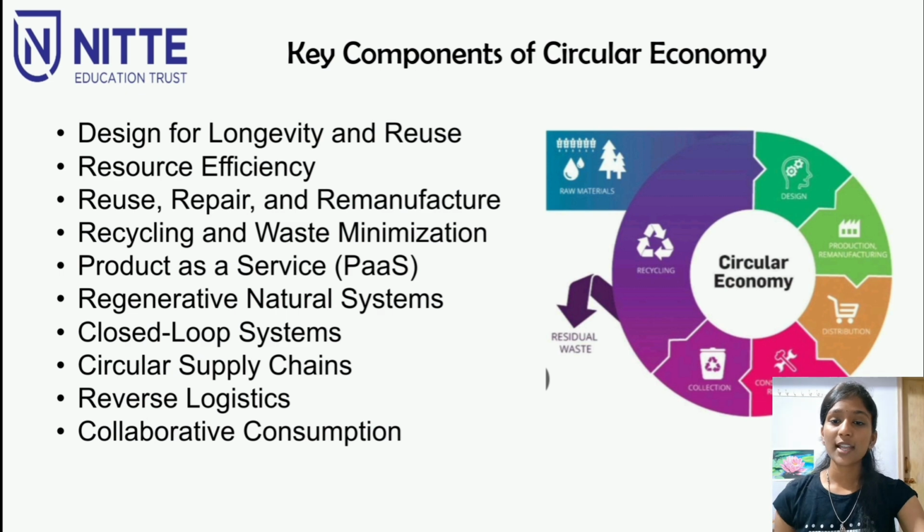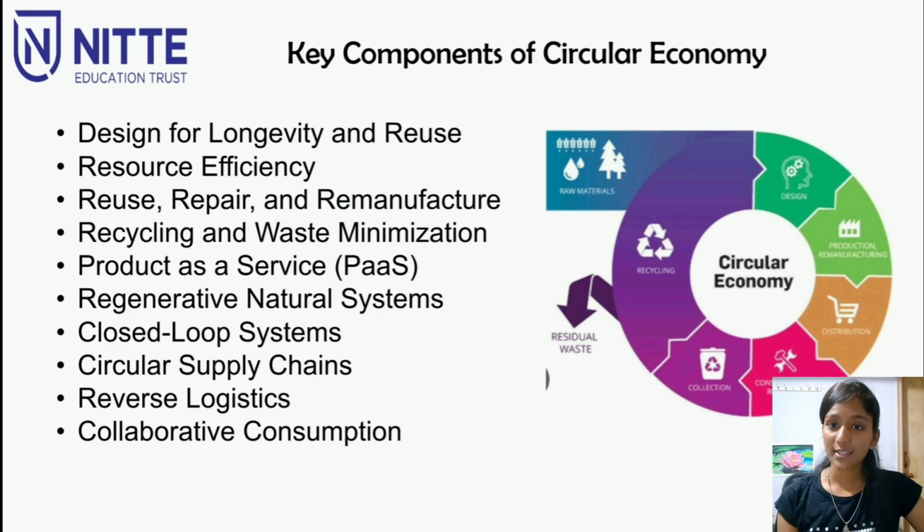Then comes product as a service. It encourages manufacturers to produce durable and maintainable goods. So, like businesses retain ownership of products and offer them services like leasing or sharing models. Then, regenerative natural systems. It is nothing but moving from extraction to regeneration, like restoring and renewing the natural ecosystems, for example, composting organic waste to enrich the soil.